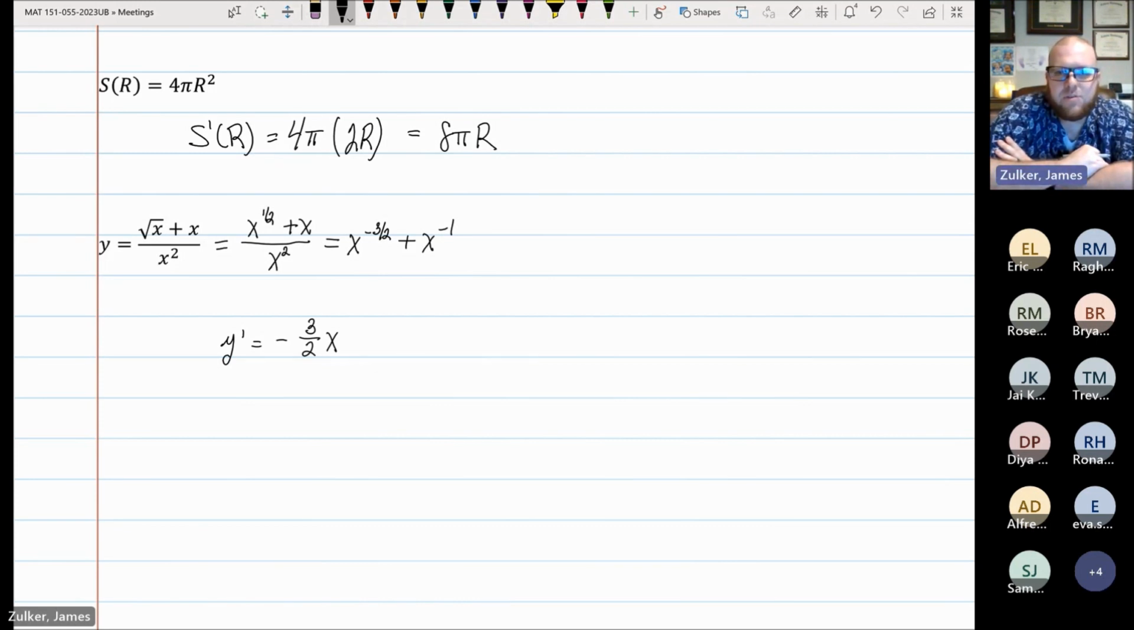Bring the exponent down. Negative 3/2 minus 1. Bring the exponent down. That's negative 1 minus 1. So rewrite this.